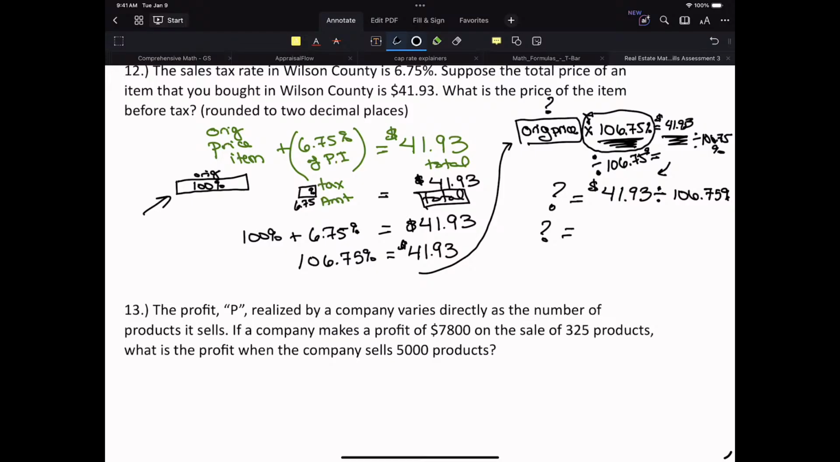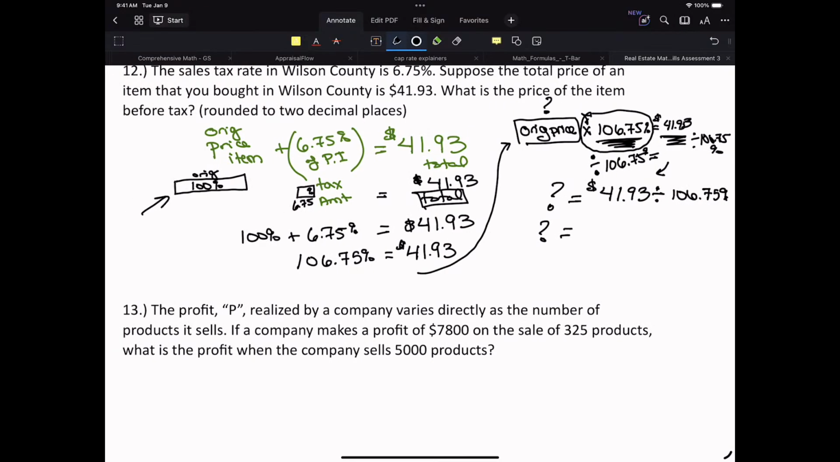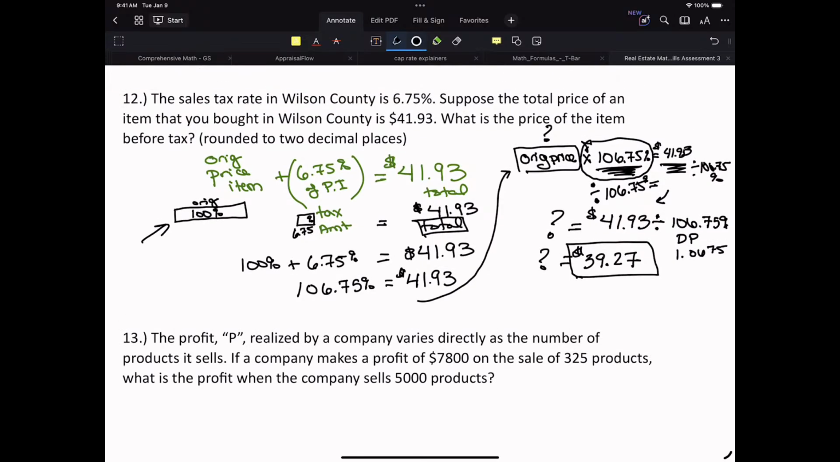41.93 divided by 106.75. Remember, if I wanted to turn this into a decimal, that would be 1.0675. Well, I do that and I get 39.27. That is the original cost. Right, 39.27, 39.28. Not worried about it. It said rounded to 2 decimal places. Either way, you're good. There you go.